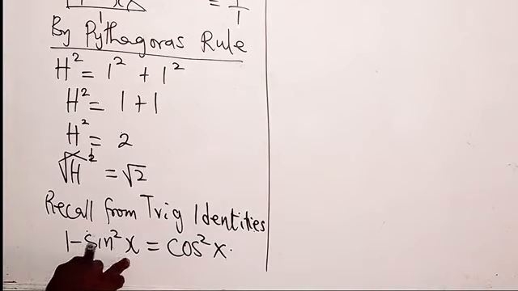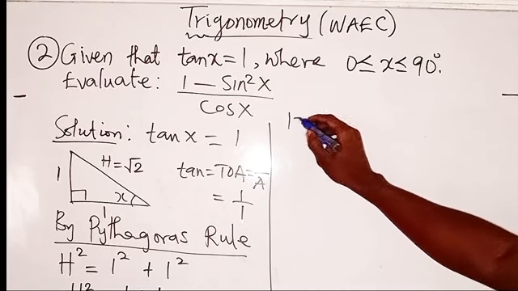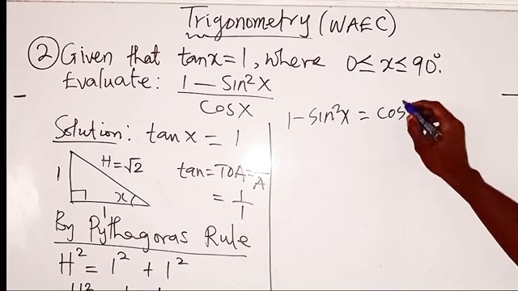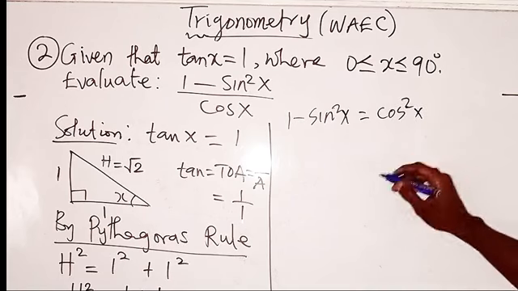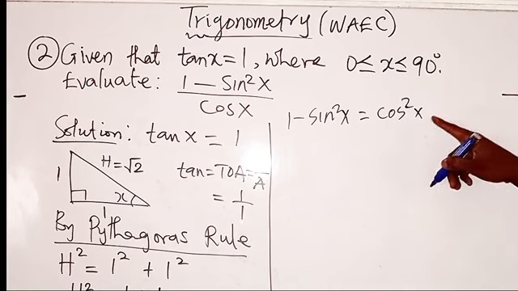Right? So I want you to jot this down because we are going to be using this. Okay, so let me write: 1 minus sine square x equals cos square x, according to what I said earlier. Now this is the trig identity that you need to know.